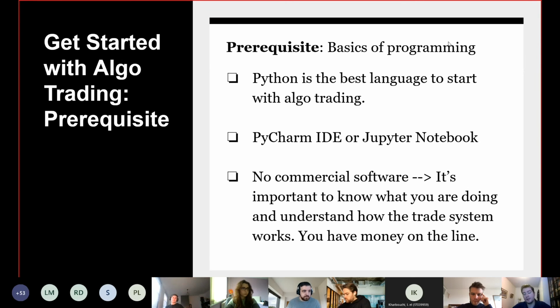And then there's a bit of a, let's say, a footer here. So the prerequisite, when you go into algo trading, is usually to know the basics of programming. Python is definitely the best language to start. There are a lot of tutorials on this, which I'm not going to go into.